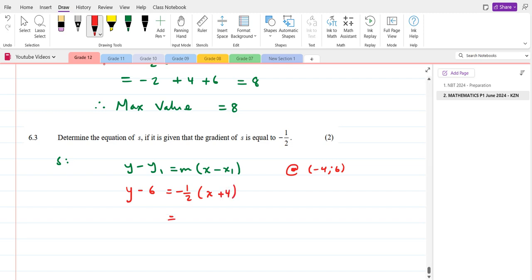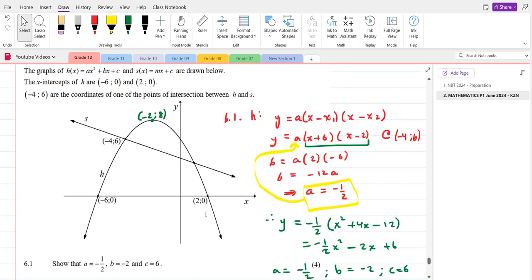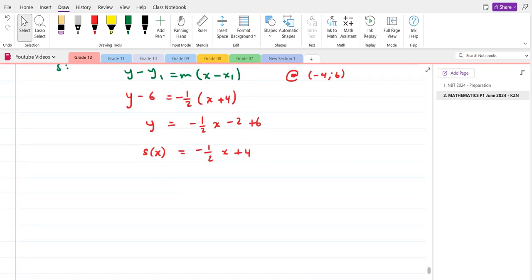So we got minus half x minus 2, and taking the 6 over, plus 6. So S of x is the same thing as saying y equals minus half x minus 2 plus 6, plus 4. And we can clearly see that the y-intercept is positive in the graph. So that point is 4. Right? That point there should have been 6. Yeah, as we find the points, we're going to put it into the graph. Last one.